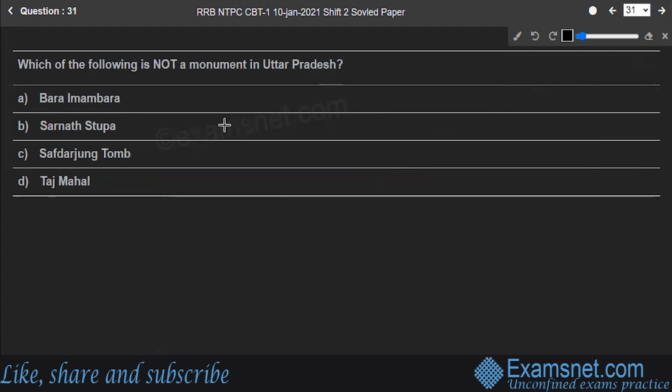Let's move to the next question, number 31. Which of the following is not a monument in Uttar Pradesh? Bara Imambara, Sarnath Stupa, Safdarjung Tomb, or Taj Mahal? It's option C, Safdarjung tomb. This tomb is a late Mughal empire style tomb built for Nawab Safdarjung in the year 1754. It is made up of sandstone and marble.